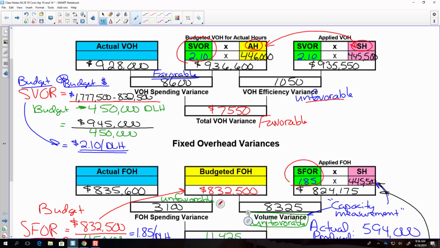So if I asked on the test, what dollar amount do I put in for variable overhead into work in process? What dollar amount goes into work in process on the variable section here? The last one, right? And remember, our author uses the word applied. It's going into work in process inventory.